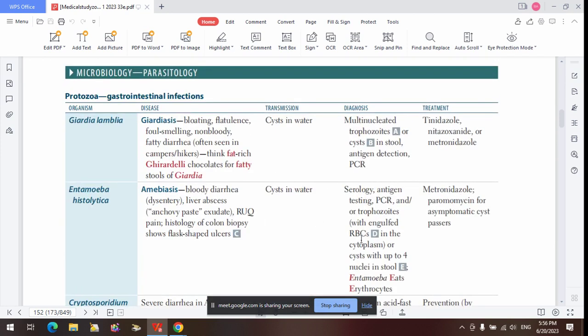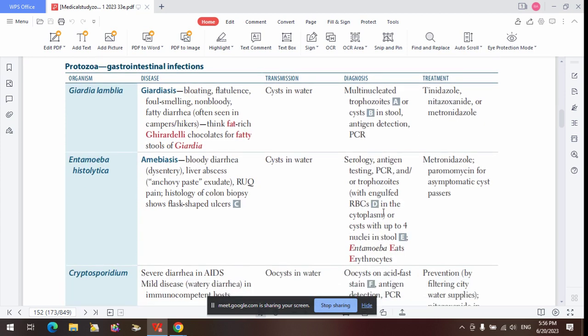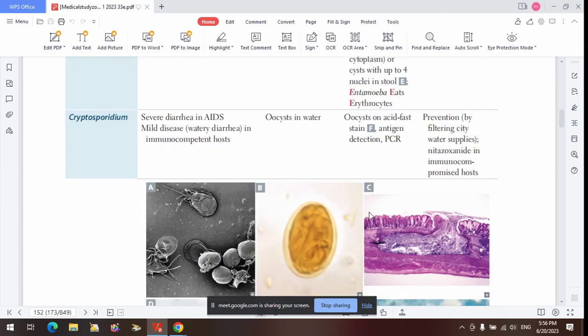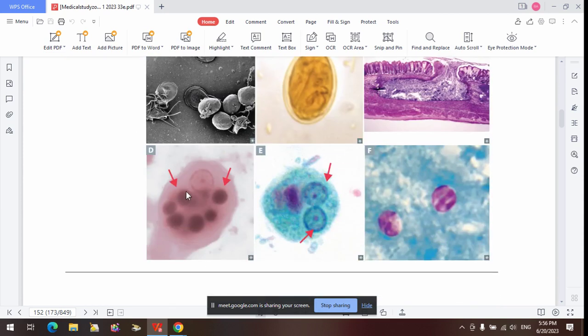So how do you diagnose it? You can do serology or PCR. Forget about that, guys. The most important thing here is seeing the trophozoites that are engulfed with RBCs. So this is what we are going to see. Once you see a red blood cell within the trophozoite, this is Entamoeba histolytica.